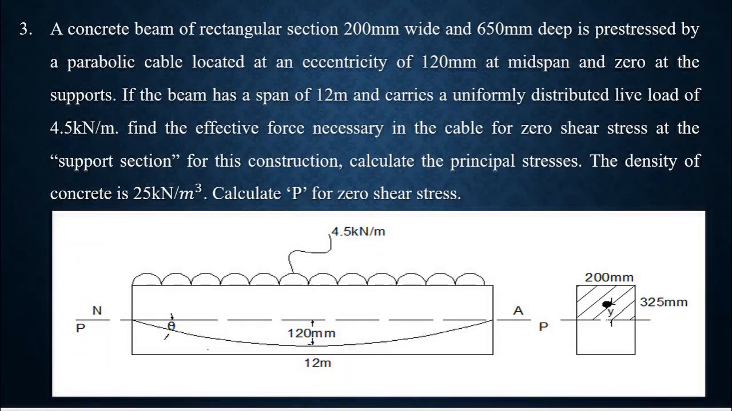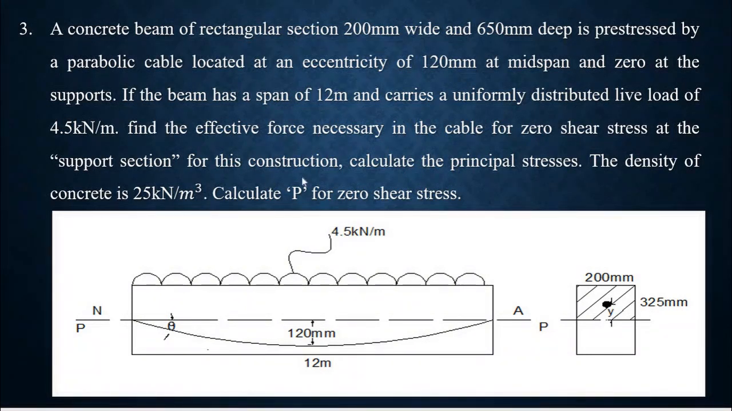A concrete beam of rectangular section 200 mm wide and 650 mm deep is pre-stressed by a parabolic cable located at an eccentricity of 120 mm at midspan and 0 at the supports. If the beam has a span of 12 meter, carries a uniformly distributed live load of 4.5 kN per meter, find the effective force necessary in the cable for zero shear stress at the support section.